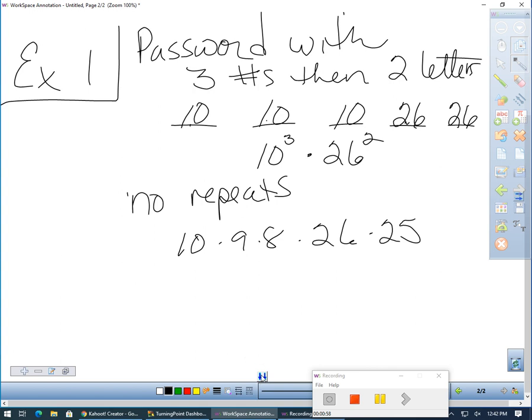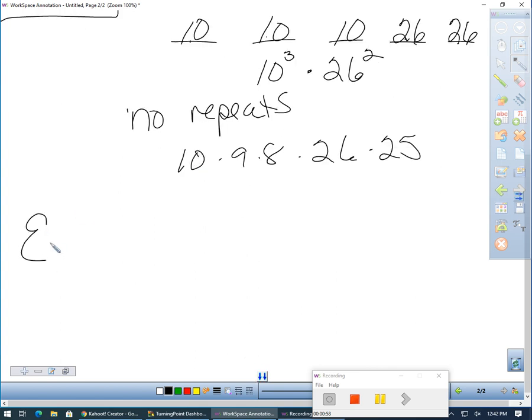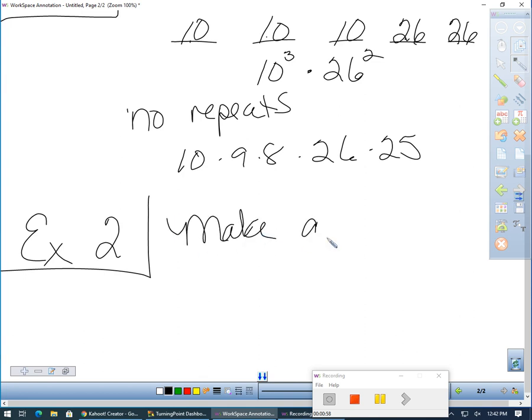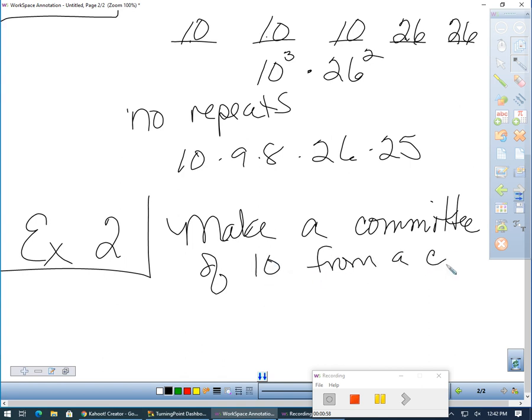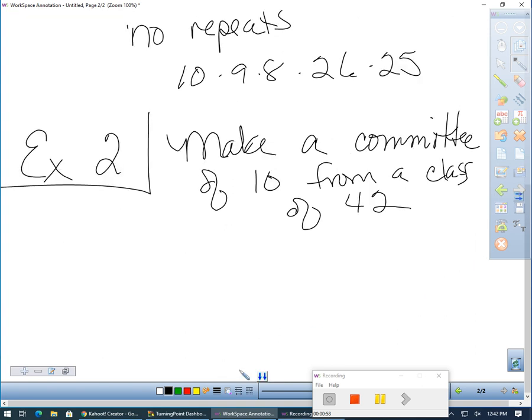Alright, so here's example number 2. Nice job, you guys. What if I came out and said, I want to make a committee of 10 from a class of 42. So now we're talking part of a whole, right? I want 10 out of those 42 possibilities.